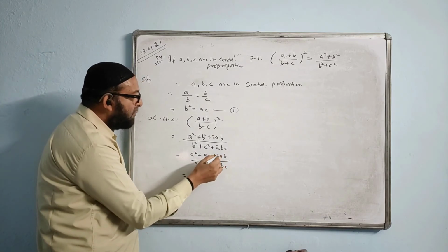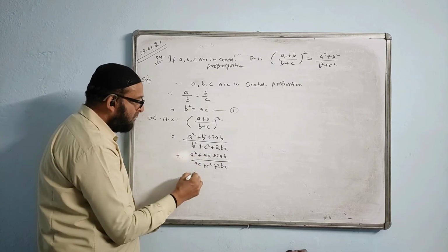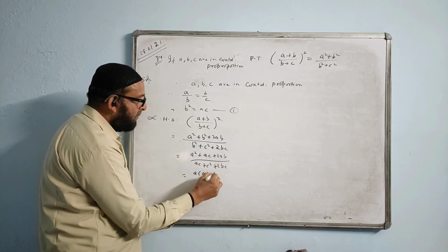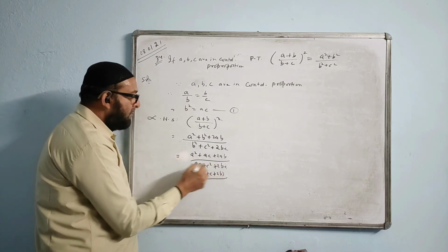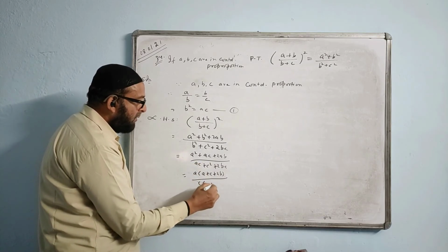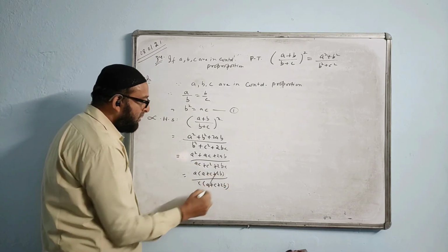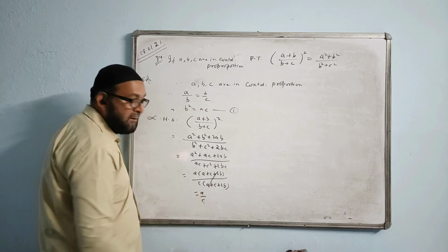Take common in the numerator side. What is common? A is common. Here you get A plus C plus 2B. In the denominator C is common. Here also will come A plus C plus 2B. These two cancel. The answer coming here is A by C.